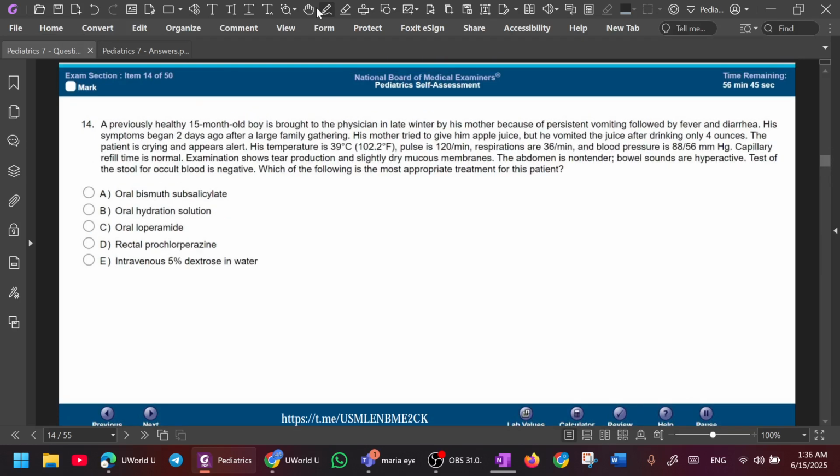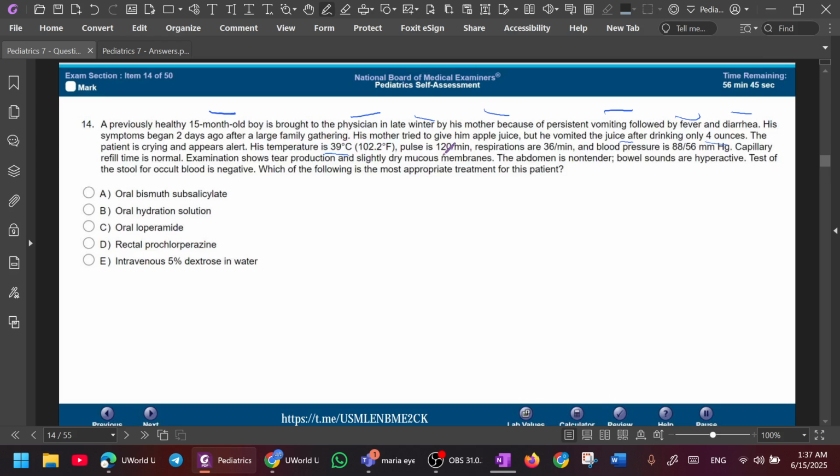A previously healthy 15-month-old boy is brought to the physician in late winter by his mother because of persistent vomiting, followed by fever and diarrhea. His symptoms began 2 days ago after a large family gathering. His mother tried to give apple juice, but he vomited the juice after drinking only 4 ounces. The patient is crying and appears alert.